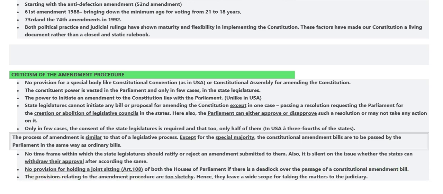No provision for holding a joint sitting, Art. 108, of both the Houses of Parliament if there is a deadlock over the passage of a constitutional amendment bill. The provisions relating to the amendment procedure are too sketchy. Hence, they leave a wide scope for taking the matters to the judiciary.